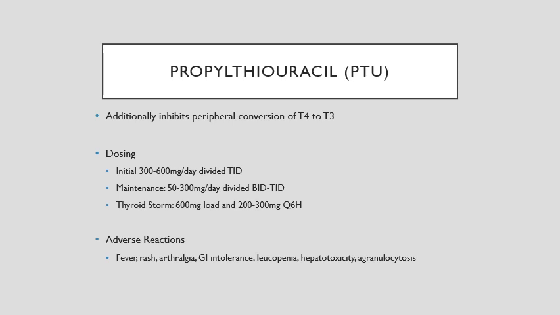A thyroid storm is essentially decompensated hyperthyroidism. It's an acute, life-threatening hypermetabolic state. Patients may present with fever, tachycardia, dehydration, profuse sweating, agitation, delirium, psychosis, or coma. Other dosing strategies do exist besides the ones on the slide, but it does depend on the severity of symptoms. Some potential adverse reactions with PTU include fever, rash, arthralgias, GI intolerance, leukopenia, hepatotoxicity, and agranulocytosis.